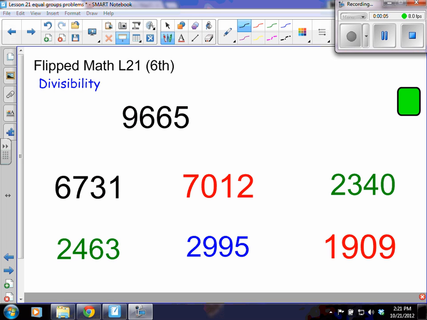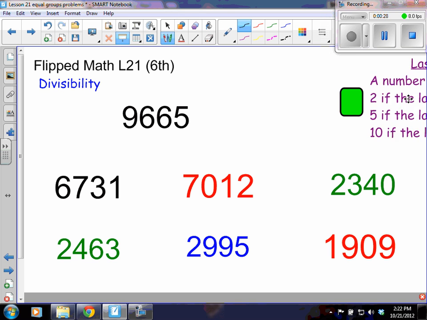Welcome to Flip Math Lesson 21 for the 6th grade, and today we're going to talk about divisibility and looking at some tricks that can help us understand the numbers that are going to allow us to do division a little bit faster. So there's a couple rules that we can follow when it comes to dividing certain numbers.